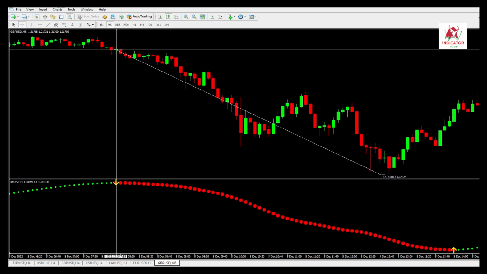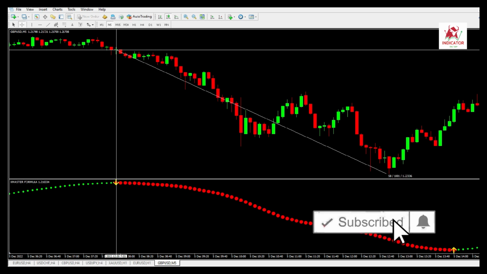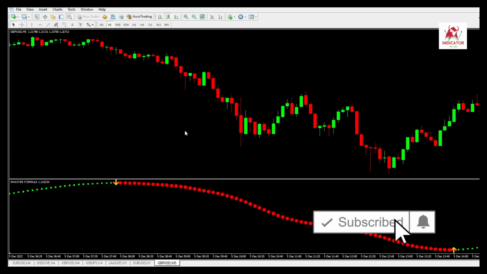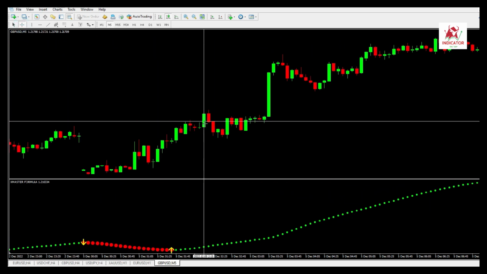For a sell trade, you can open a short position when a red dotted line appears going down. The best stop loss for this position is the previous swing high. Close this position when the line changes its direction or when the green dotted line appears.